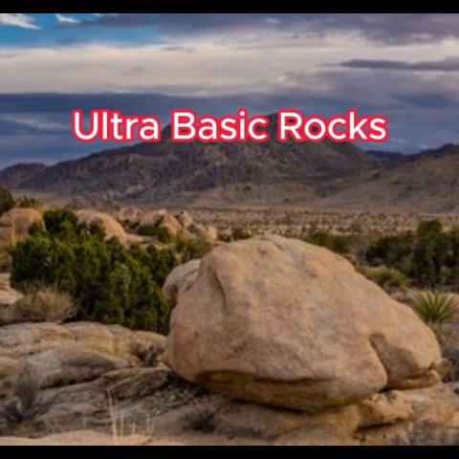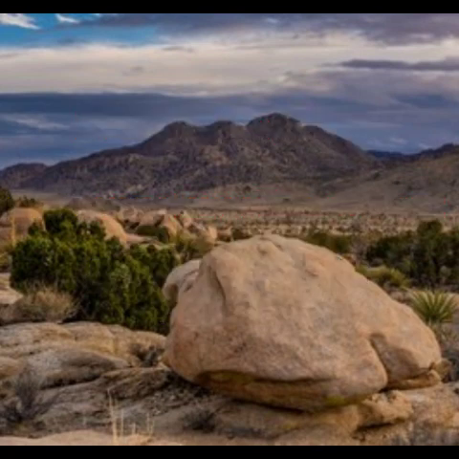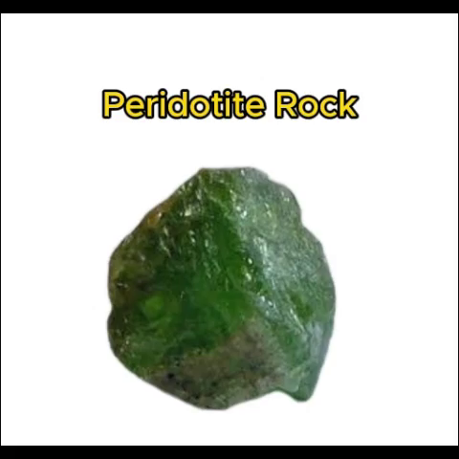Ultra-basic rocks are igneous rocks, which have very low silica content of below 45%. Examples include peridotite. This is peridotite rock, an example of ultra-basic igneous rock.